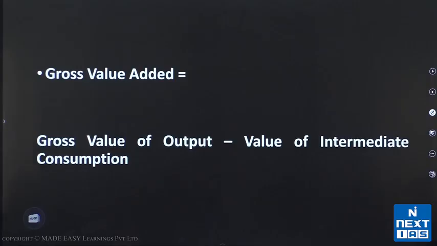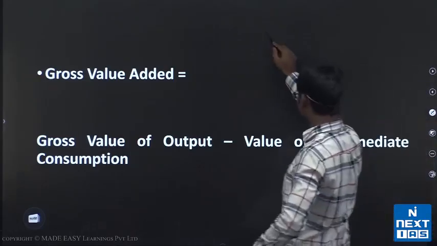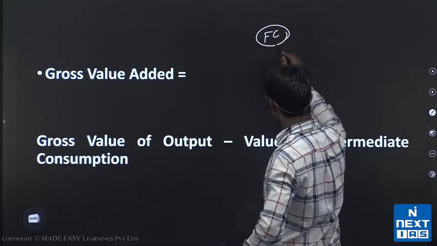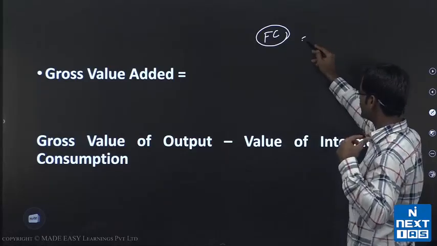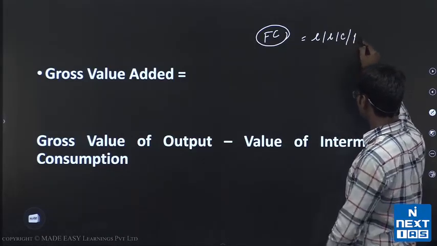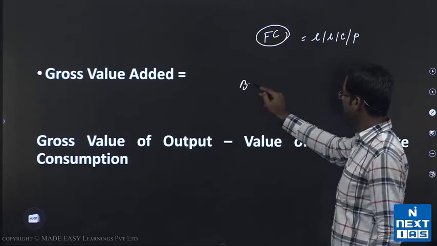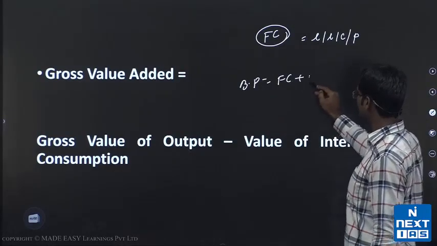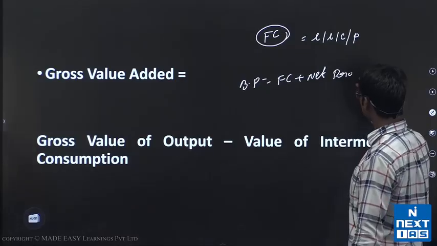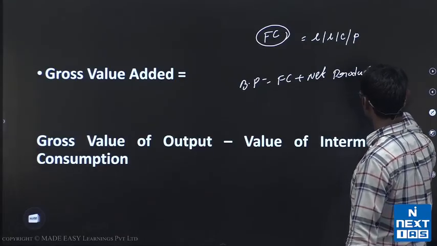Yeah, tell me. I'm asking 5 questions. Reply fast. Basic price is simply factor cost plus net production taxes. Right or wrong? Again, I'm repeating. Basic price, write it. Just revise fast. Factor cost: land, labor, capital, profit. Then basic price is factor cost plus net production taxes.